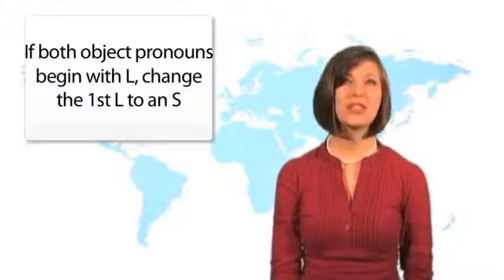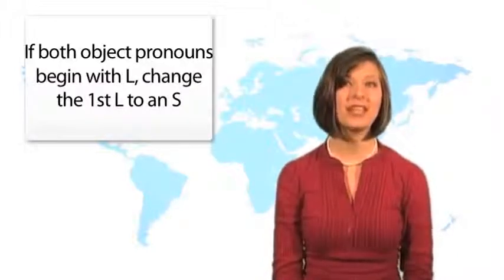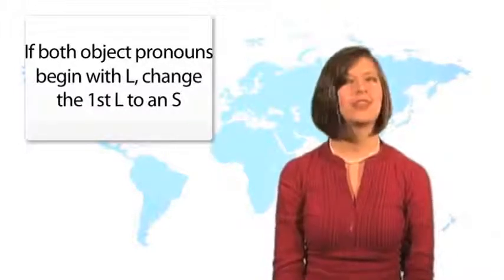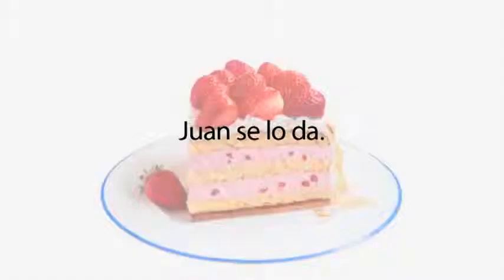Still sounds a little weird to me. Try to say that 3 times fast and you might tie your tongue in a knot. So Spanish speakers, being the smarties they are, came up with a great idea. If you have both an indirect and direct object pronoun next to each other, and they both start with the letter L, then you change that first L to an S. Juan se lo da a Jaime. And if you want to shorten it up even more, just take off a Jaime. Juan se lo da.